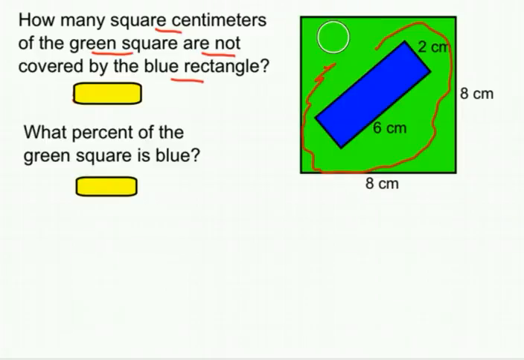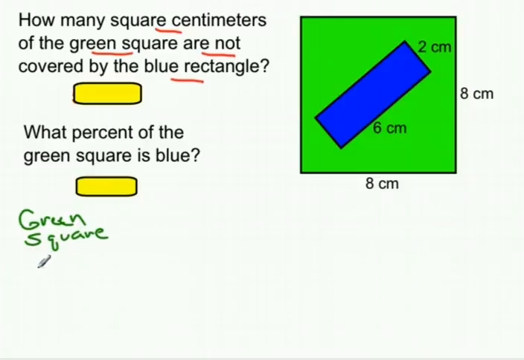All right, so what we're going to do is a little bit of problem solving here. The first thing that we want to do is figure out the area of the entire green square. So we'll do the green square first, and then we'll do the rectangle. Well, the green square is 8 by 8 because it is a square. So we multiply 8 times 8, and that equals 64. So the green square has a total of 64 square centimeters.